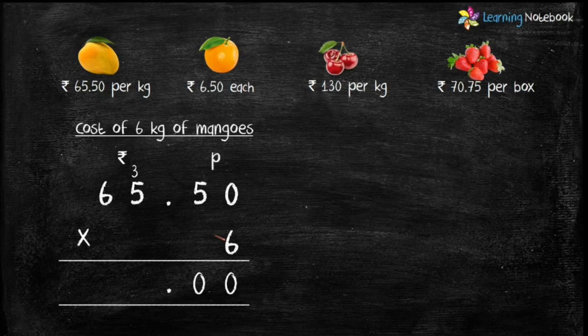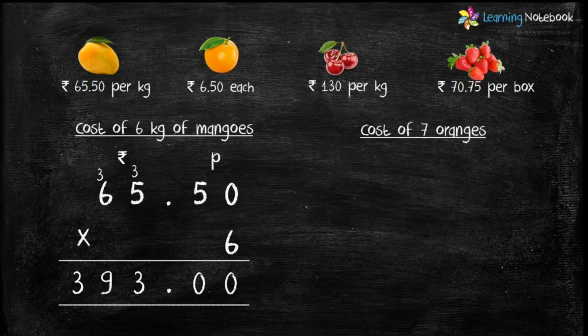Now 6 into 5 equals 30 and 30 plus carry 3 equals 33. Now regroup 33, write 3 in the answer and 3 gets carried over. Next, 6 into 6 equals 36 and 36 plus carry 3 equals 39. Therefore, the cost of 6 kg mangoes is rupees 393. Now, let's find the cost of 7 oranges.